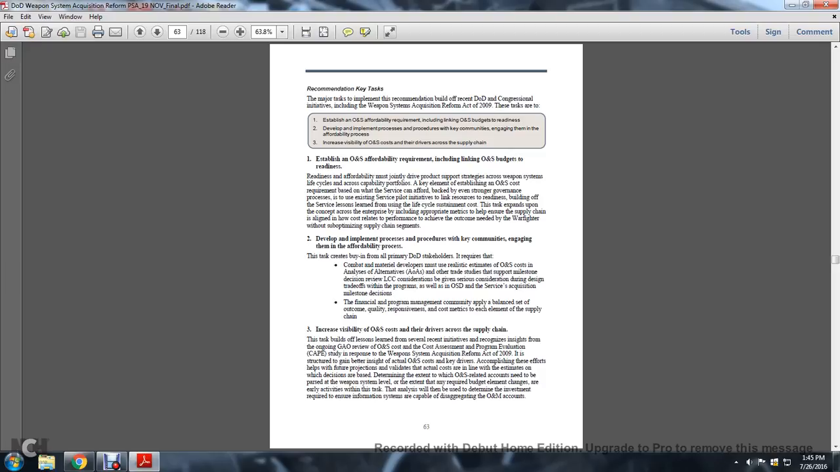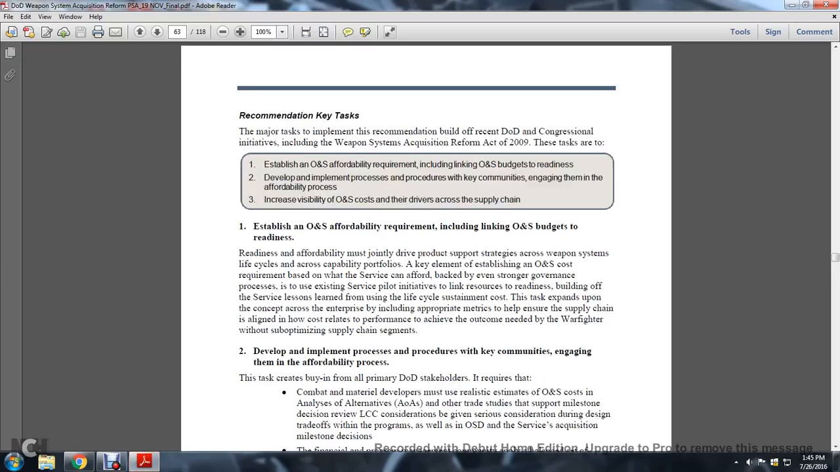The major tasks recommended for implementation, building off recent Department of Defense and congressional initiatives including the Weapon Systems Acquisition Reform Act of 2009, are these. One: establish an O&S affordability requirement, including linking O&S budgets to readiness, and develop an implementation process and procedure for the key communities, engaging them in the affordability process, increasing visibility of the O&S costs and drivers across the supply chain. Establish an O&S affordability requirement, including linking the O&S budget to readiness, and the ability to move to joint-driven product support strategies across the weapon system life cycles and across capability portfolios.